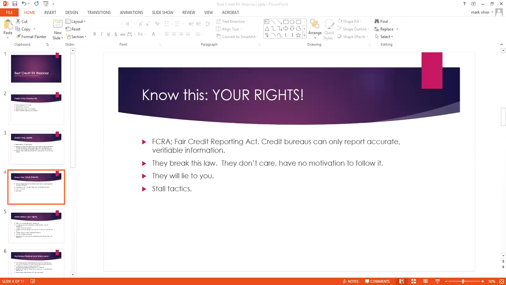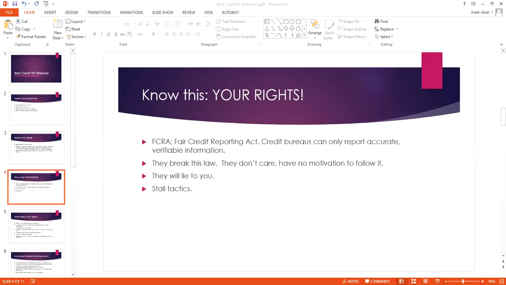Continue with your rights. The Fair Credit Reporting Act, we've talked about this before, says that the credit bureaus can only report accurate, verifiable, and timely information. But they break this law. They don't care. They have no motivation to follow it. They're going to lie to you. You're more than welcome to try and write them and say, hey, this is wrong. They're going to send back something that says, no, it's verified, and hope you go away. And they're going to use a lot of stall tactics.